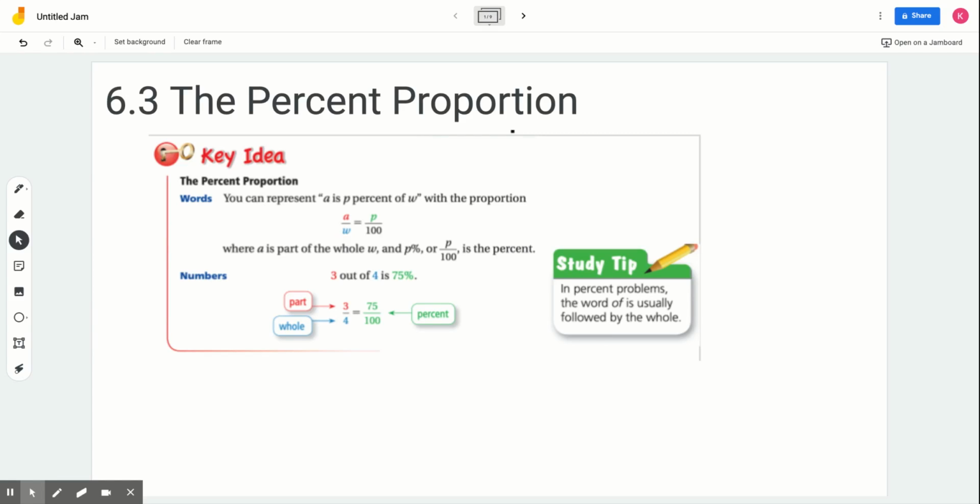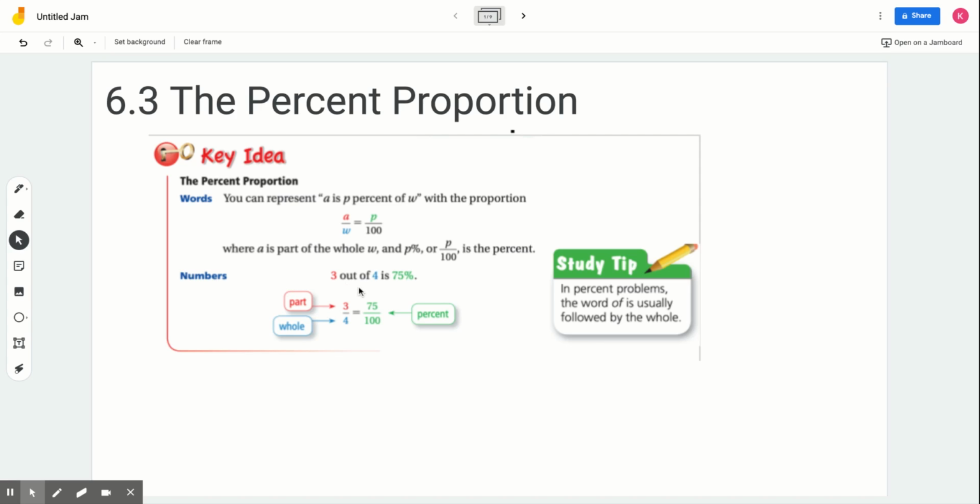Today we're going to be talking about lesson 6.3, the percent proportion. So the percent proportion can be represented by A is P percent of W with the proportion. Remember that proportions are two fractions set equal to each other. A is the part, W is the whole, and P is the percent out of 100, because remember percents are out of 100 total.